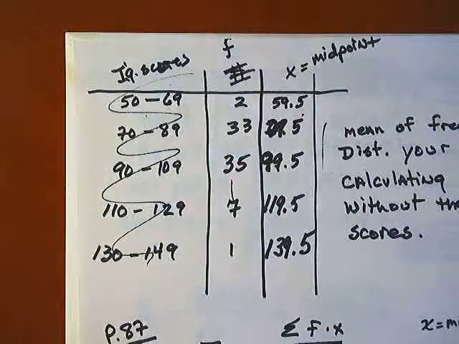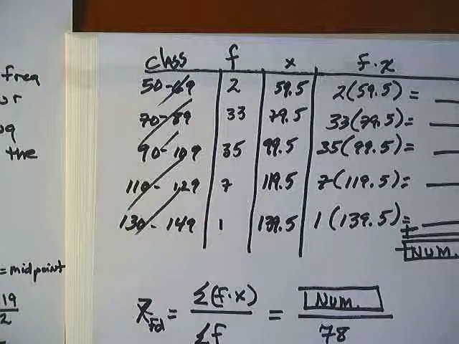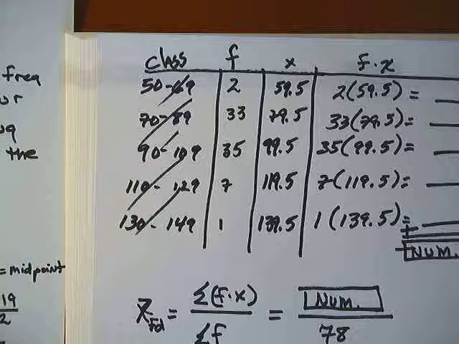So that would be over 78, and that would give you your mean, equal to whatever that number is over here divided by 78. And that's how you find the mean of a frequency distribution and a data-driven set, or a data table. Data, test scores, classes, frequency distribution. And that's how you find the mean. Does that help?